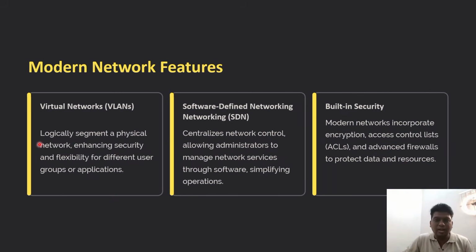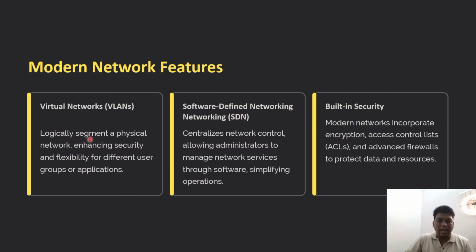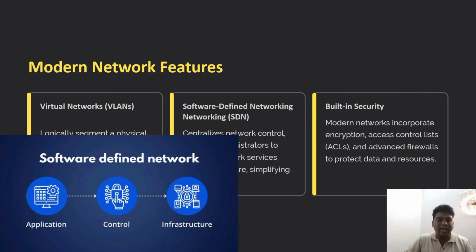So these are our modern network features. VLAN, virtual local area network, allows you to logically divide a physical network into multiple isolated broadcast domains. For example, separating HR, finance, and student devices in a university using VLAN. The second one is software defined networking, SDN. It is a modern approach where the network control plane is separated from the data plane and is centrally managed by software. It makes the network programmable, flexible, and easier to automate.